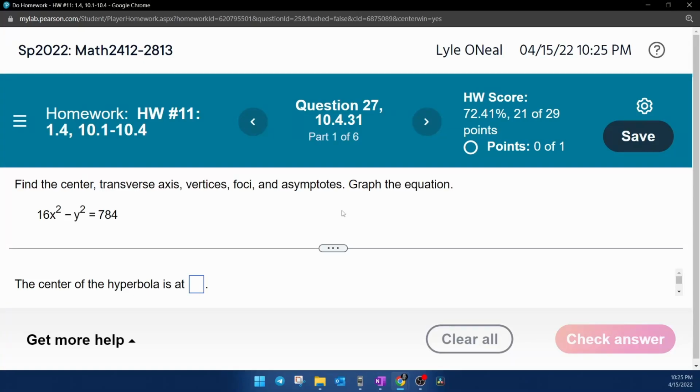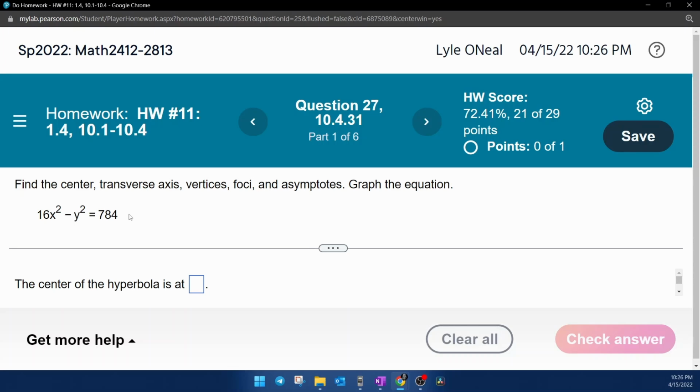Alright, here we go. Question 27 from our Precalculus homework number 11 in MyLab Math. They want us to find the center, transverse axis, vertices, foci, and asymptotes. That's a lot of stuff. And they have given me the equation, and it is not in standard form. So what I want to do first is copy this down in my scratch work, and then we will convert to standard form.